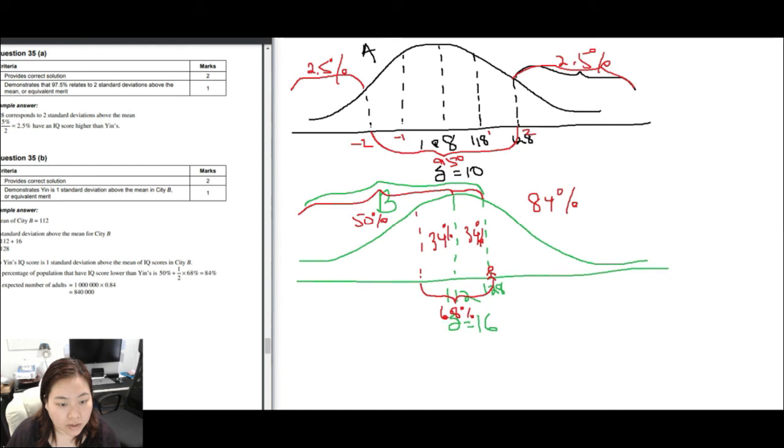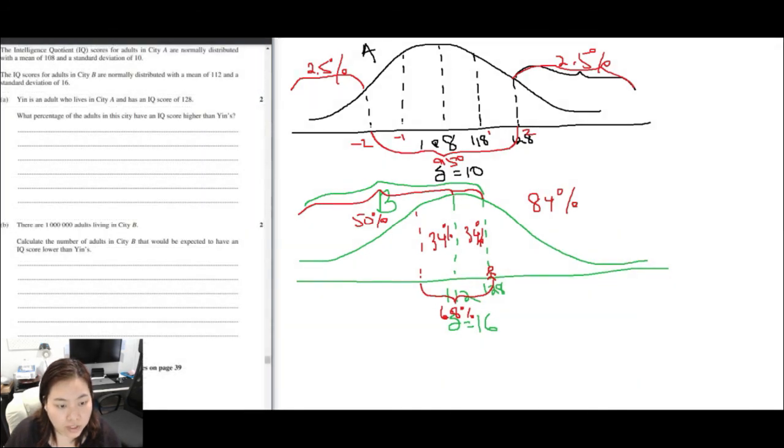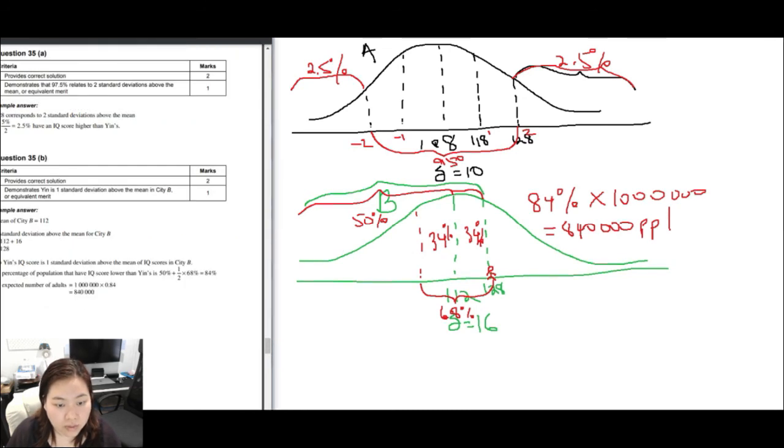Let's see, where am I? Oh, whoops, I didn't answer the question, did I? The question is, calculate the number of adults. Since 84% of the 1 million people have lower IQ than Yin, that's 840,000 people in CTB that will have a lower IQ than Yin. There you go.